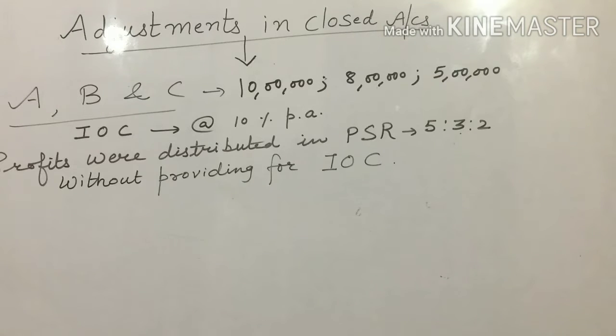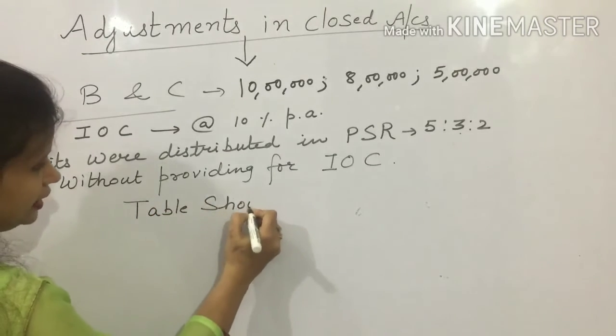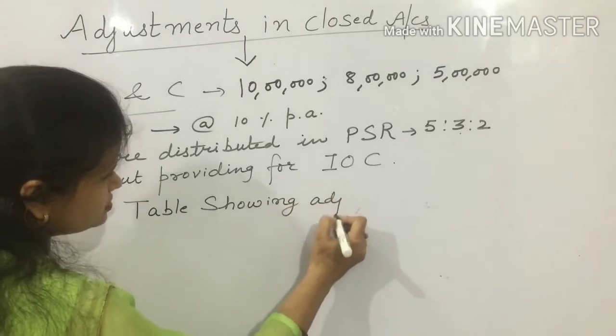Only a part of the profit that should be credited to partners by way of interest on capital, actually, that was already distributed among them in the ratio of 5:3:2. So, we will find what amount is to be credited to the partner actually on account of interest on capital, and whatever has been already credited, that will be debited to their accounts, and the result we can calculate. You can see on the board, we will prepare table showing adjustments.